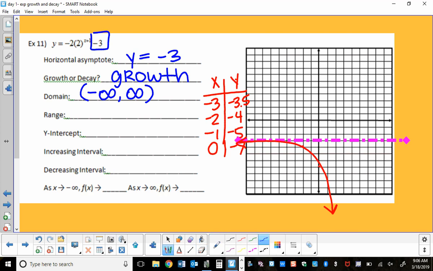Alright, my range. Pay attention to this part. From down to up, I'm starting from where? There's an arrow here, so I'm starting from negative infinity, I'm going up to negative 3. So my range is from negative infinity to my asymptote, which is negative 3.